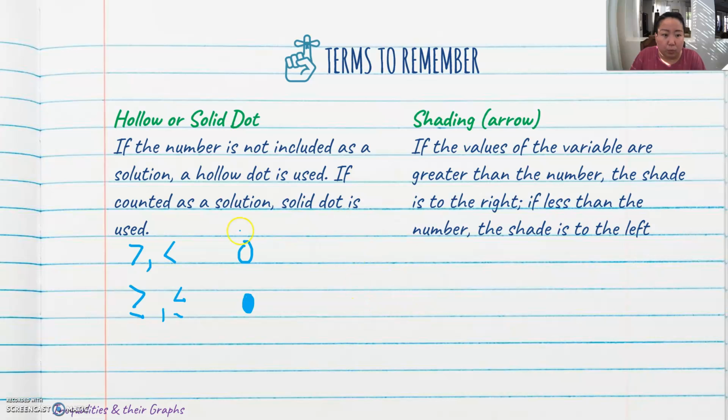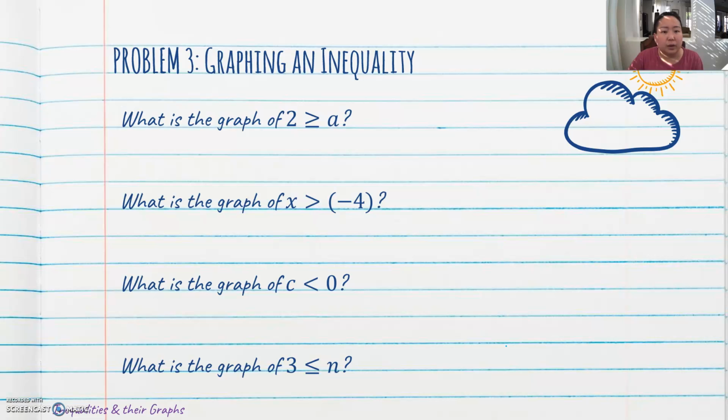Now the nice thing about the shading or the arrow when you are graphing your inequality is that whatever inequality you use, that already is the arrowhead that you are going to show. So if you have a greater than or equal to, then the arrow is going to the right. And as you can see, the arrowhead is similar to the symbol of the greater than. If you have your less than or equal to, then you are graphing to the left. Let's have some examples here.